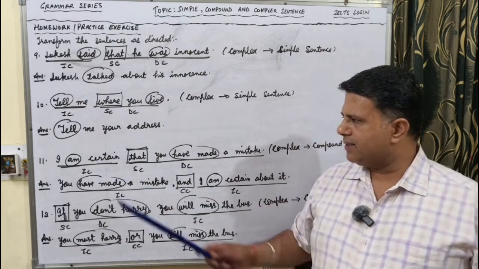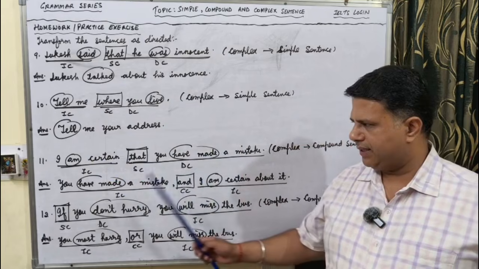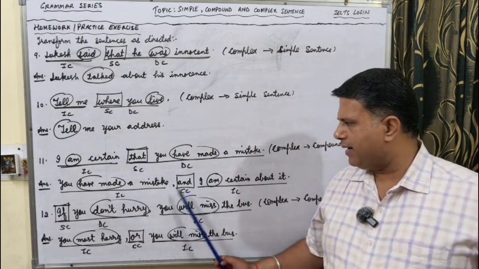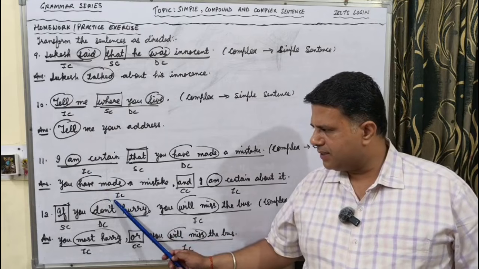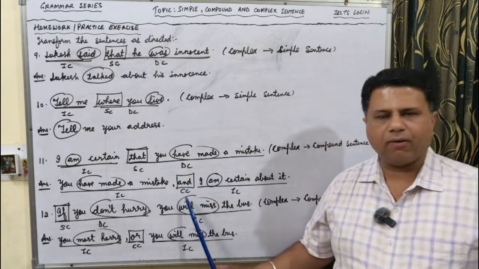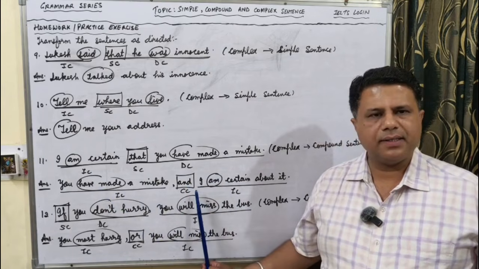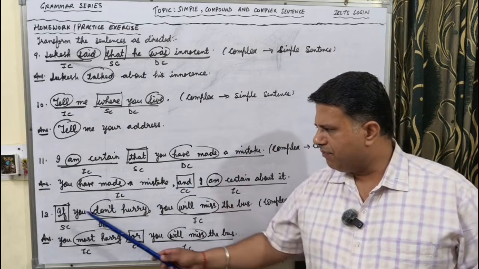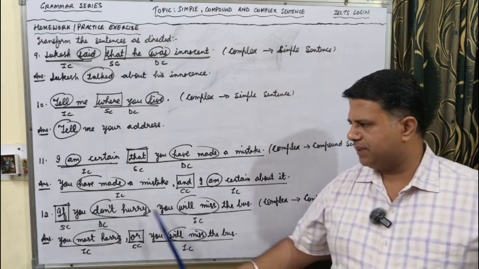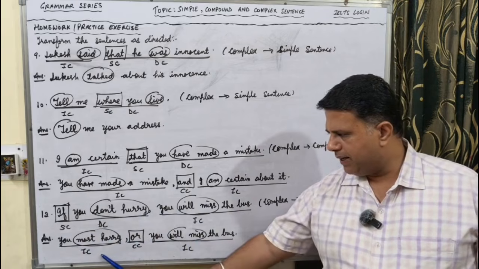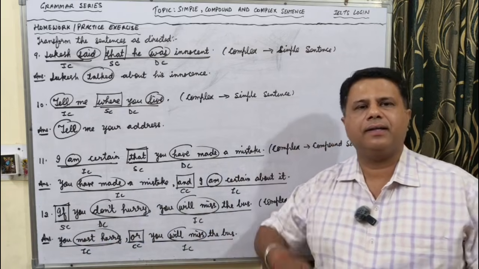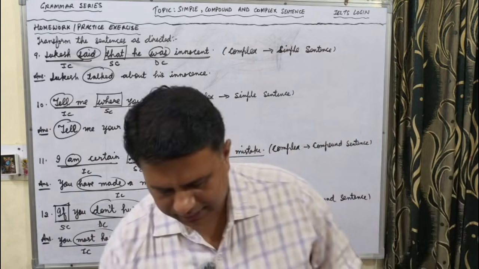Now next 11th answer, I am certain that you have made a mistake. You have made a mistake and I am certain about it. So certain means sure. So this is independent clause and coordinating conjunction. So the answer is compound sentence. If you don't hurry, you will miss the bus. You must hurry or you will miss the bus. Independent clauses joined together with the help of a coordinating conjunction.